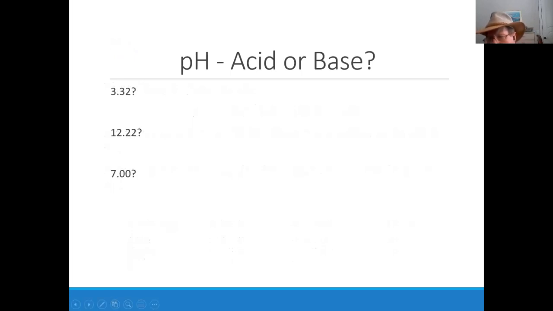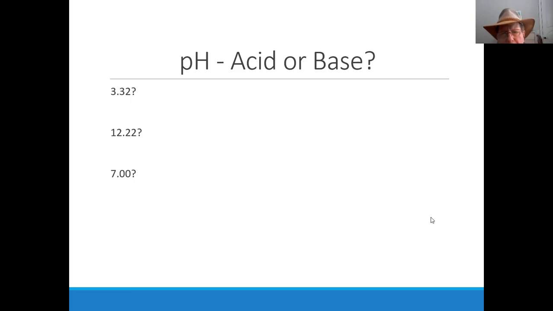3.32. Natalie, is that an acid or is it a base? An acid. Very good. Valeria, 12.22. Is that an acid or a base? I would say it's an acid.